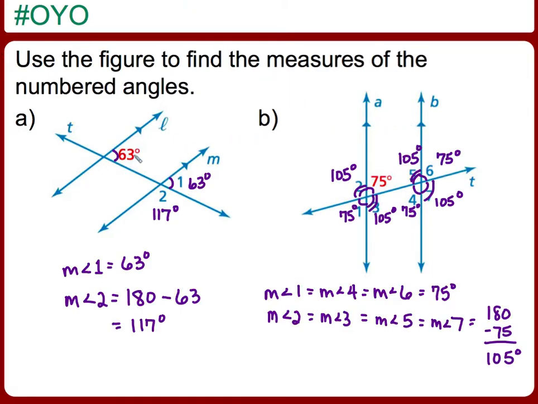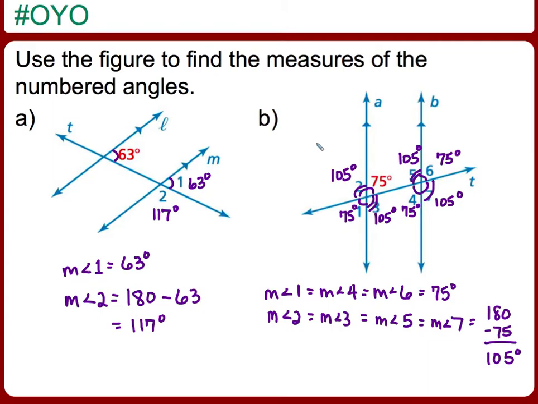All right, so for A, measure of angle 1 is 63 degrees. It corresponds with the 63-degree angle that was given. And then measure of angle 2 is supplementary to angle 1, so that's 117 degrees.